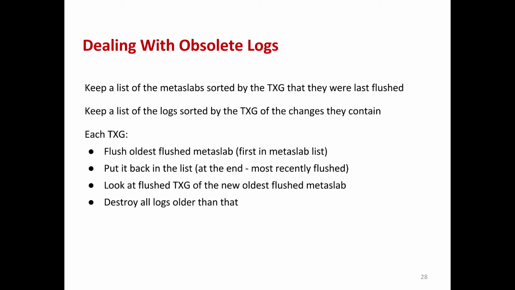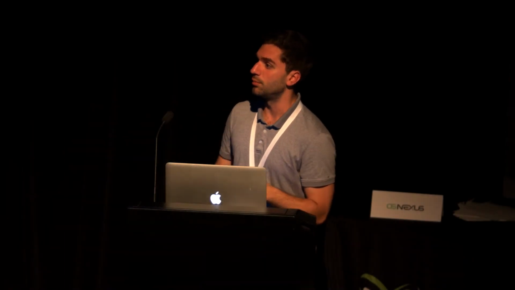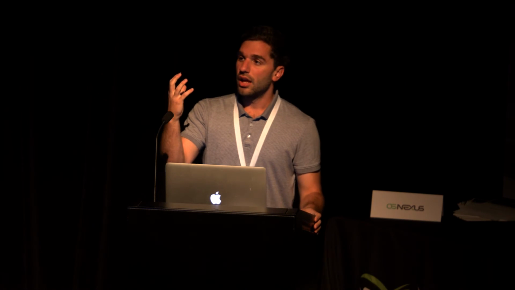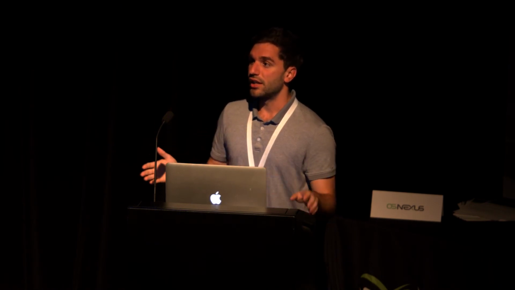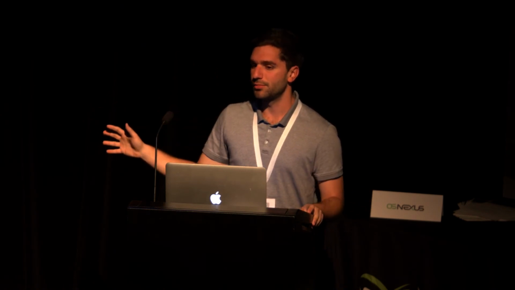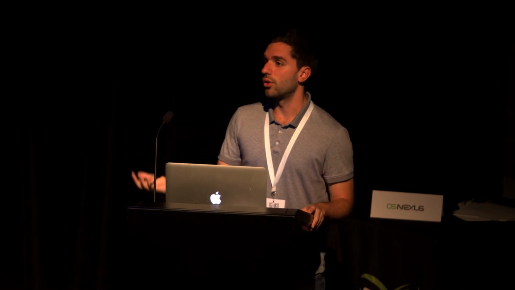We also keep a list of all the logs sorted by TXG, which is also the TXG of the changes that they contain. So each transaction group, we basically take out the oldest flushed metaslab, we flush its changes, and we put it at the end of the list because we just flushed it. Then we look at the next one and say, okay, the oldest flushed metaslab right now has changes up to TXG, let's say 20, which means that all the changes from the transaction groups before that have made it to the metaslab space maps. Therefore, it's safe to destroy these logs because their changes have made it to the metaslab space maps.